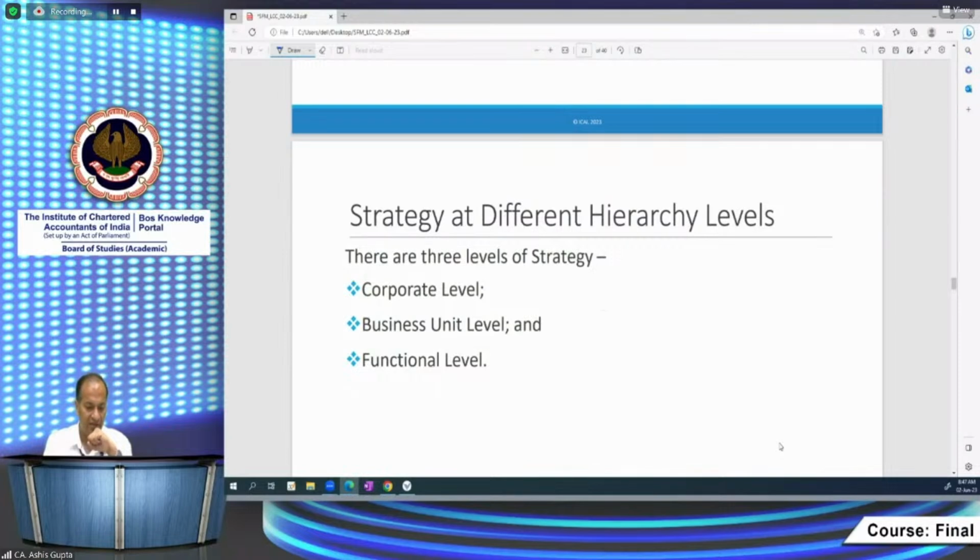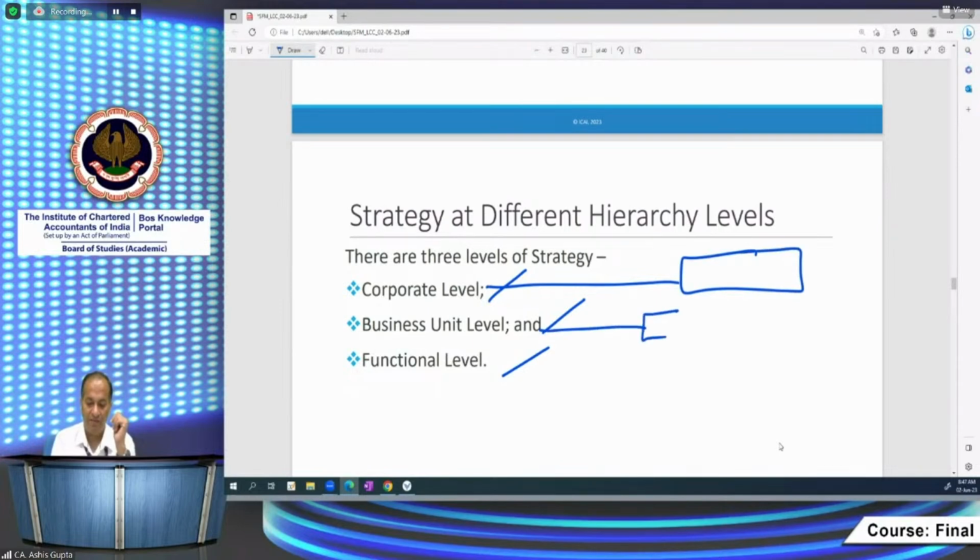Now, there are three levels of strategies: corporate level, business unit level, and functional level. Students, what is the corporate level? You can say it is the mission of any company. It is a broad company level. Then we cover the business unit level, because a company may have different businesses. So ultimately, the corporate mission is achieved through the business level.